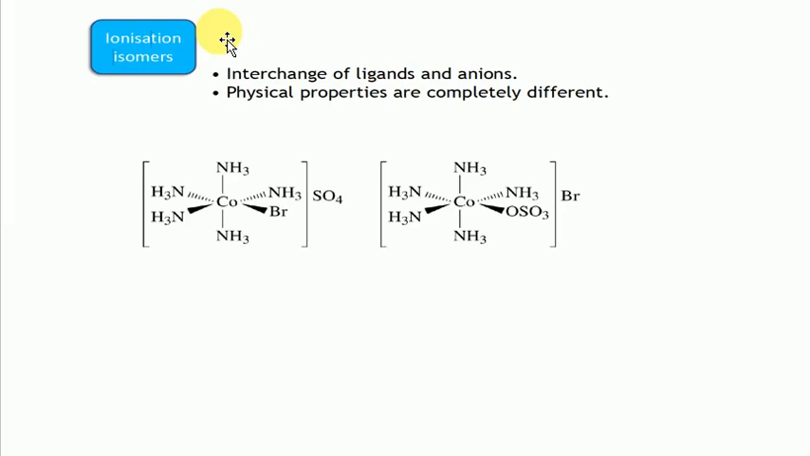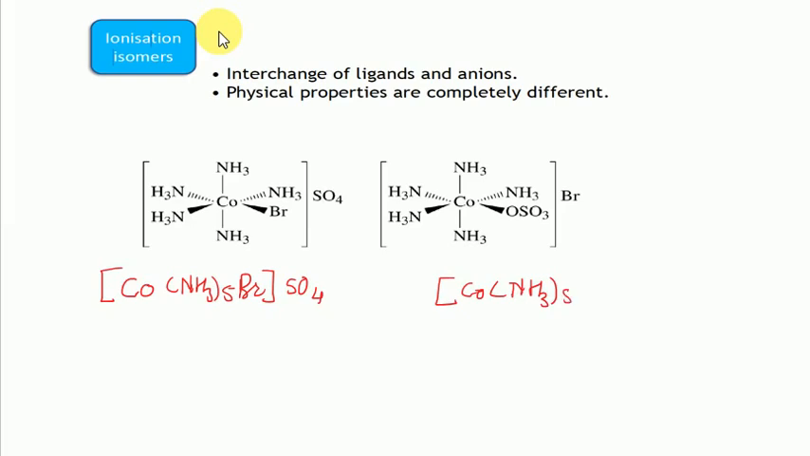For example, if we see these two compounds, the molecular formula of this compound is Co(NH3)5Br, and the counter ion is sulfate, while in the second, the same central metal cobalt, (NH3)5 SO4, and the counter ion is bromide here.